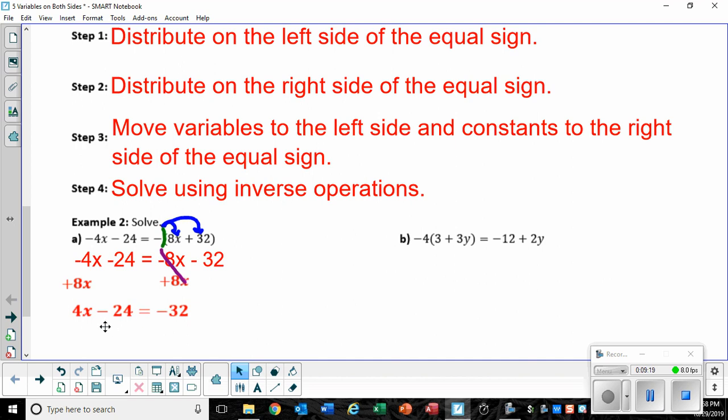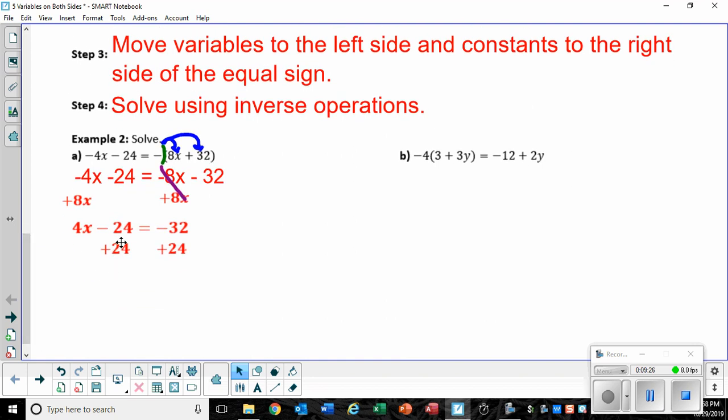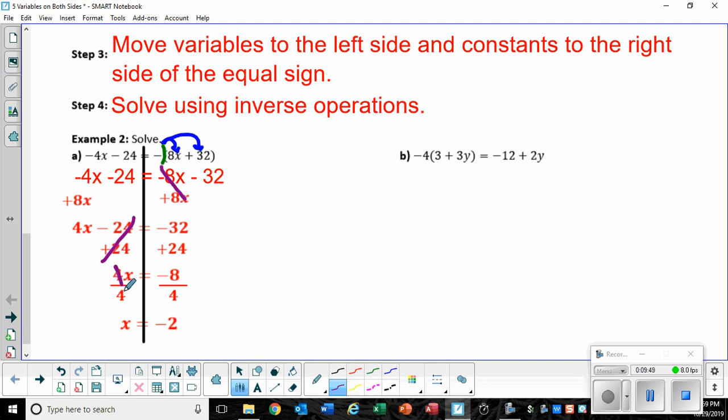So now it's just a 2-step. I go ahead and solve. I add 24 on both sides. These guys will cancel out. So now I have 4x equals negative 8 because I just went ahead and added that. Divide both sides by 4. And, oh, there you go. X equals negative 2. You guys can include this line if you want to. And I'm just going to cross these out since I can.